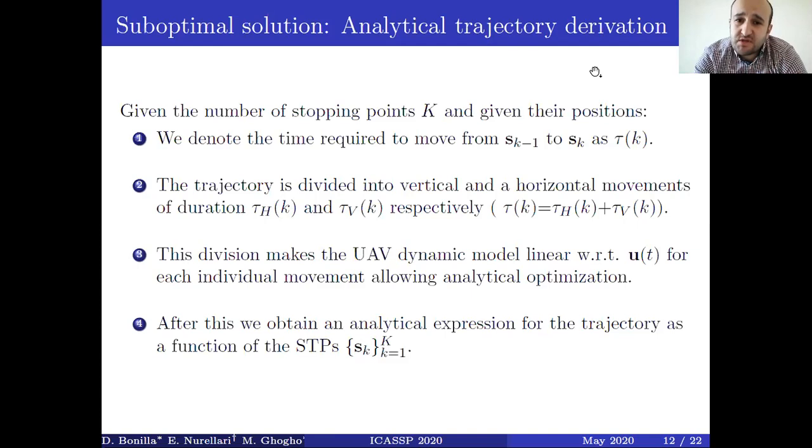And of course, by doing so, the dynamic model that we presented previously is now linear with respect to the control signal u(t). This will allow us to get an analytical solution, insight into the problem, and how this trajectory is dependent on or related to those K stopping points. Because as you increase the K stopping points, the trajectory will be different, but obviously we'll see that there is a trade-off between how many stopping points you need and the efficiency of the energy consumption.